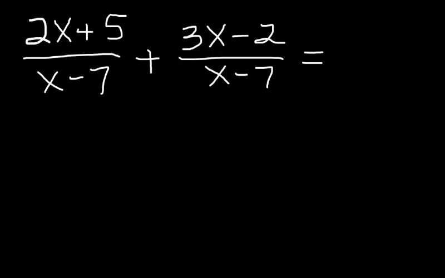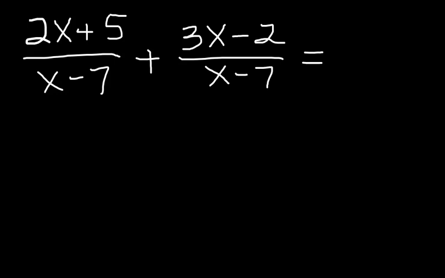In this lesson, we're going to look at how we can add and subtract rational expressions that have common denominators. Now remember, rational expressions follow the same rules as any fraction, and if you have a common denominator, you simply add together the numerators and keep the common denominator.